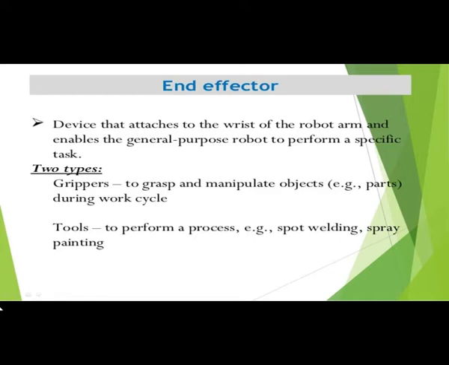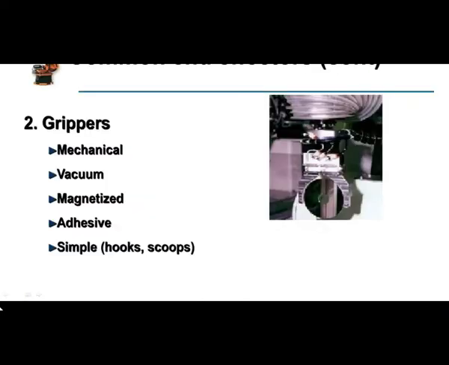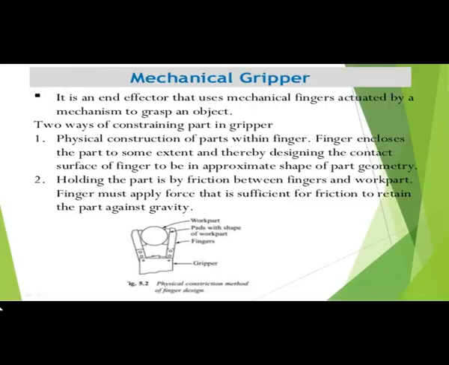End effectors can be classified into two types: grippers and tools. Grippers grasp and manipulate objects, while tools perform processing operations, for example spot welding, spray painting, etc. Grippers can be classified into five types: mechanical grippers, vacuum grippers, magnetized grippers, adhesive grippers, and simple hooks and scoops. These are the classifications of grippers.